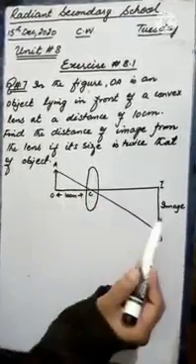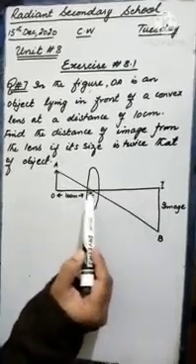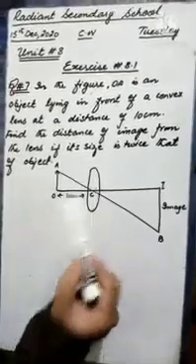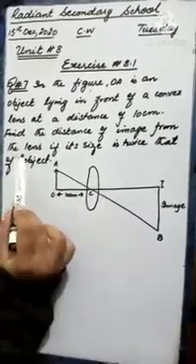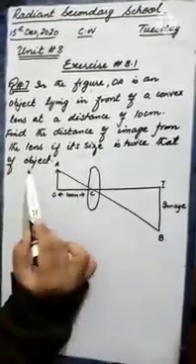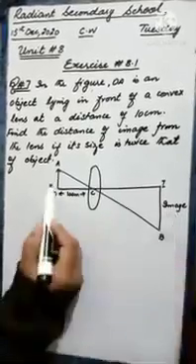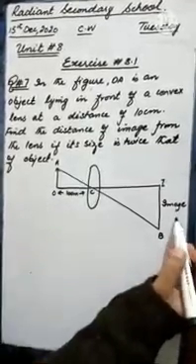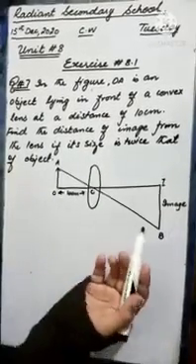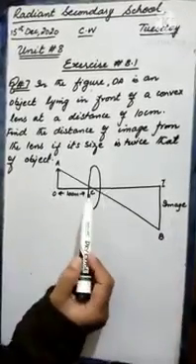This object has this image IB. So we have to find the distance of this image from the convex lens. The condition given is that the distance of the image is twice that of the object. Twice that of the object means if this object distance is x, then its image will be 2x. You have to take any variable and then 2 times of that variable will be the image. Again I am telling you the question.